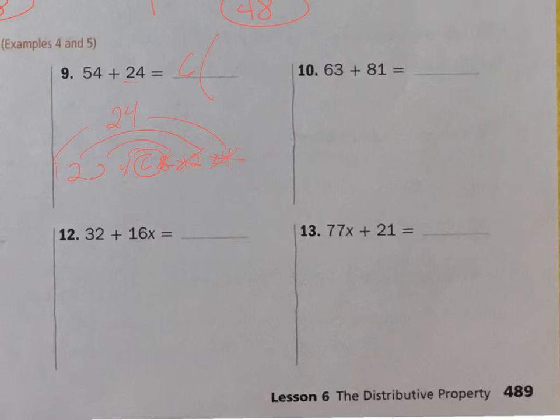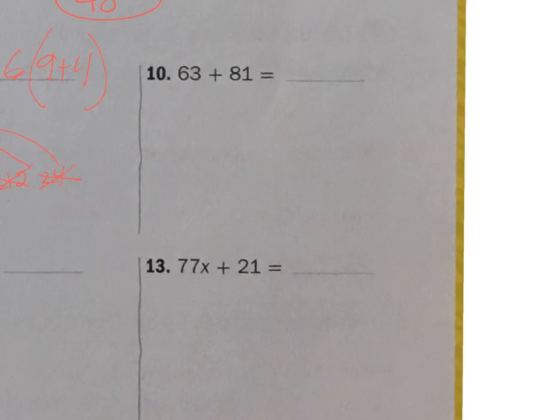How many times does 6 go into 54? 9 times. Plus, how many times does 6 go into 24? 4. 9 plus 4 in the parentheses times 6. Alright, I know these are a little tricky. We'll keep practicing here. So 63 and 81, I'm going to take my smaller number, 63.